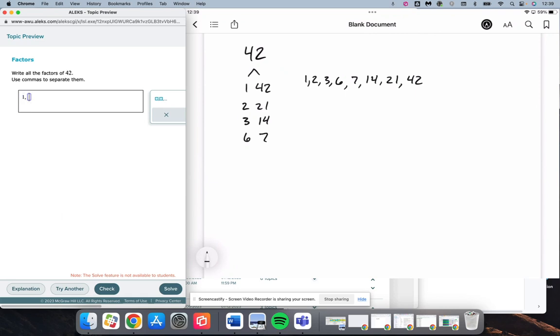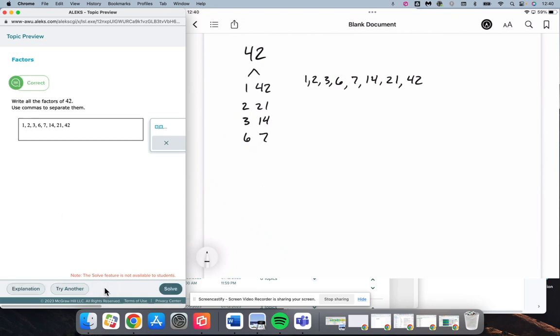And so I don't know if Alex, two things. I don't know if Alex is going to count 1 and 42 as factors. We'll have to check that. And also, I don't know if you have to put them in numerical order for Alex to count them correctly, but I'm going to put them in numerical order anyway. And we'll see what ends up happening here in terms of whether or not it counts 1 and 42 as factors. And it looks like it did.